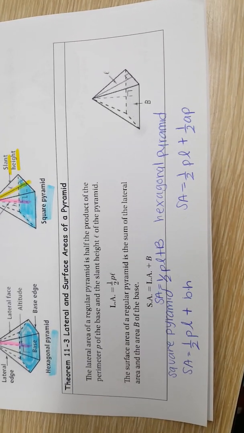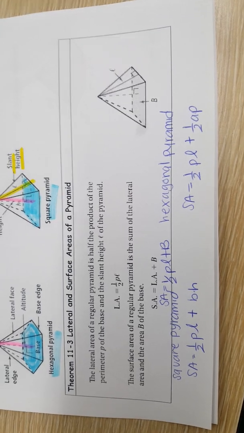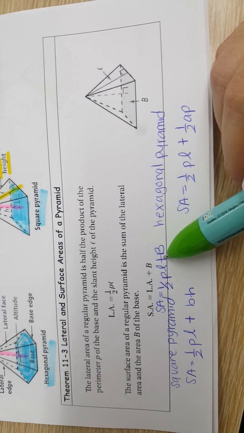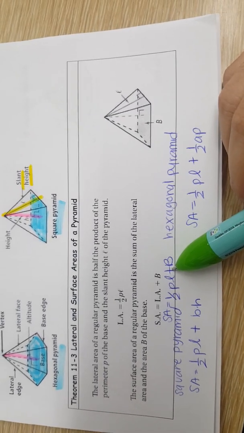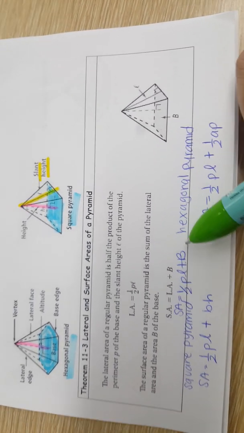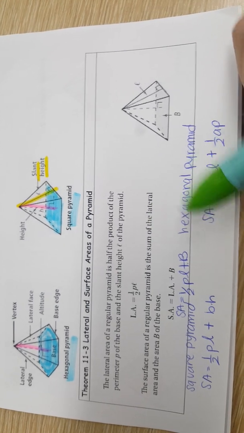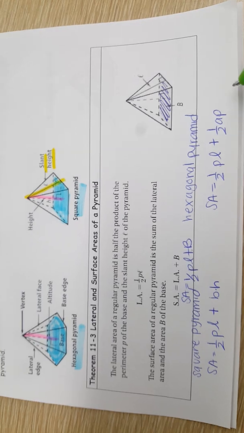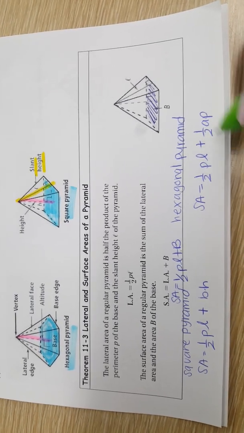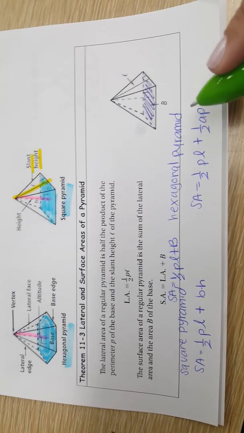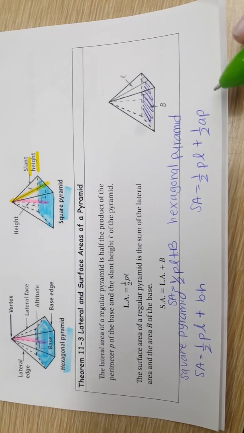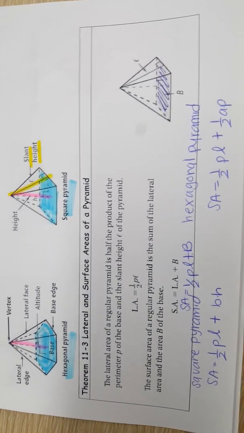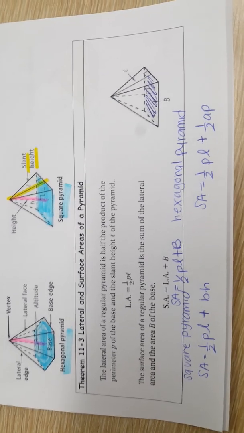Then the surface area is basically the lateral area plus the area of the base. Back when we were dealing with prisms, it was 2 times the base because we had 2 bases. The pyramid only has 1 base. The big B is the area of the base. If it's a square, it's the area of a square. If it's a rectangle, the area of a rectangle. If it's a pentagon, the area of a pentagon. Triangle, area of a triangle, etc.